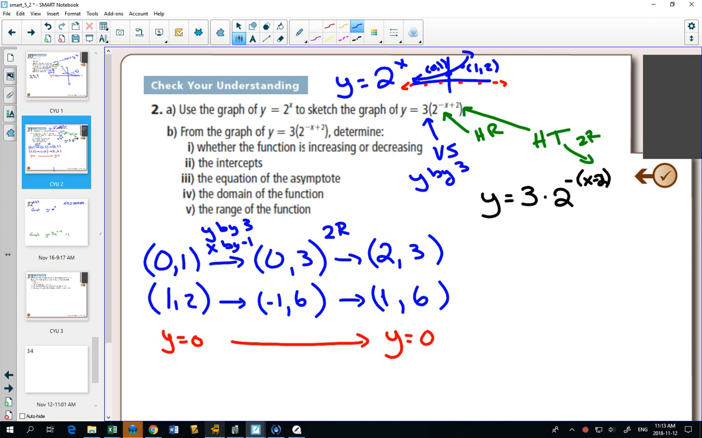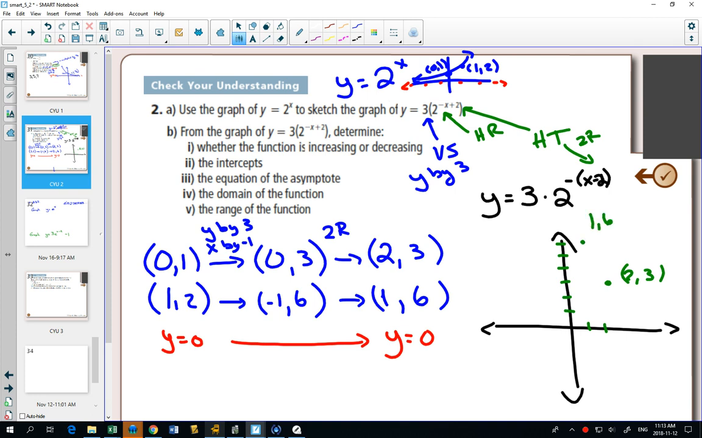And when we go to graph this, we can label our new points. We have a point at (2, 3). We have a point at (1, 6). It must swoop down, and our asymptote is still at y equals 0.